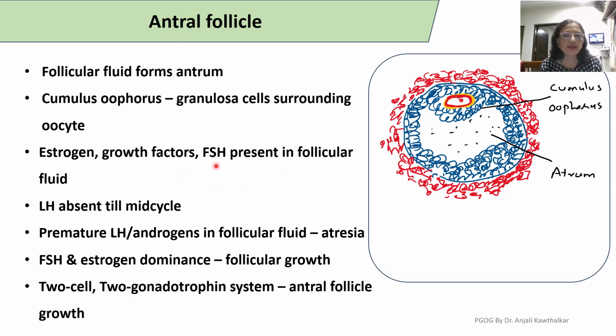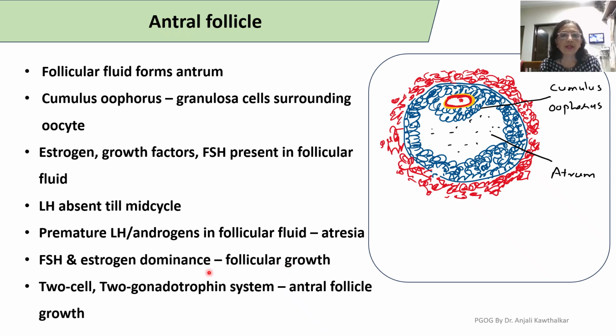Estrogen, growth factors, and FSH are present in follicular fluid. Follicular fluid is rich in all these hormones as well as growth factors. LH is absent in the follicular fluid till mid-cycle. If premature LH or androgens are present in follicular fluid, it will go for atresia. There has to be FSH and estrogen dominance for further follicular growth.